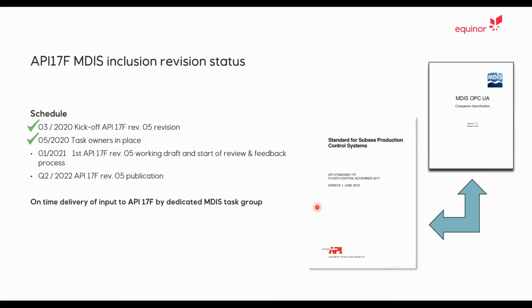Let's say the fixed part of MDIS will be part of API 17F, and the parts which will have to be a bit more flexible, so to speak, because of the shorter revision cycle, will still be contained in the companion spec.